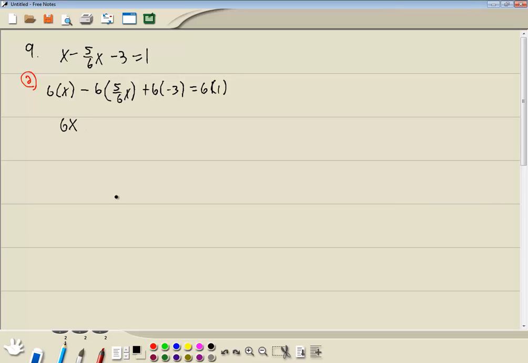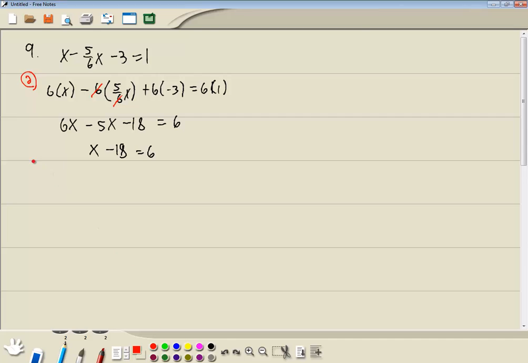So that gives me 6x. Over here, the 6's are going to cancel, and we've got minus 5x. 6 times negative 3 is negative 18, and 6 times 1 is 6. Now 6x minus 5x is 1x, or just x, minus 18 equals 6.